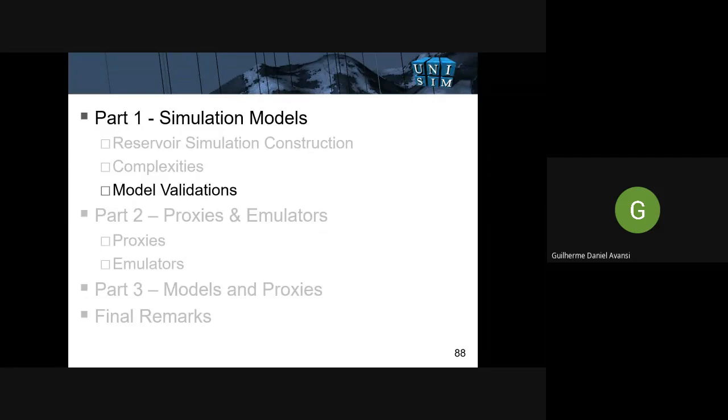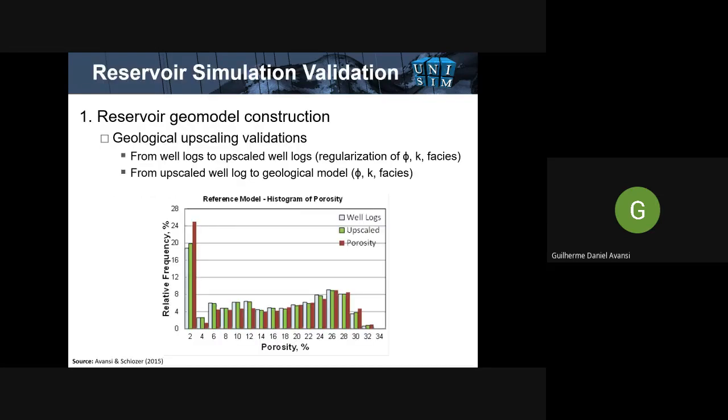Because when we are talking about building a reservoir simulation model, we are not just talking about the static one. We need to be careful with the distribution of the properties, the flow behavior, and whether this flow behavior is following the same original model that we have. The original model means the high fidelity one, okay?